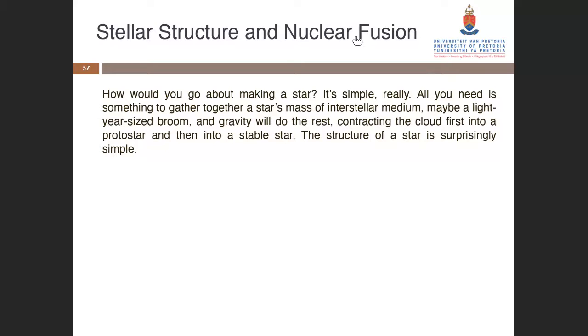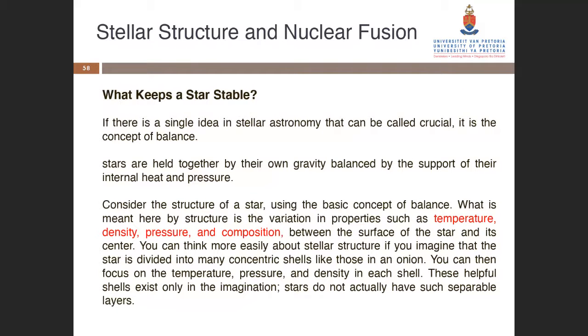How would you go about making a star? It's simple, really. All you need is something to gather together a star's mass of interstellar medium, maybe a light-year-sized broom, and gravity will do the rest, contracting the cloud first into a protostar and then into a stable star. The structure of a star is surprisingly simple. So what keeps a star stable?